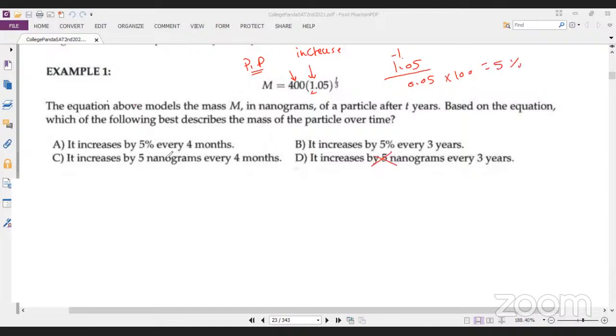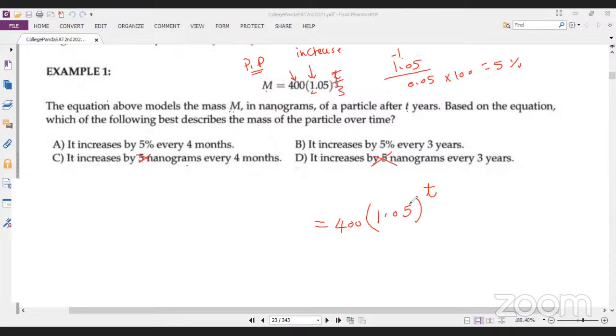The 5% has no unit, but the mass is in nanograms, because the problem mentions that M is a mass in nanograms. A nanogram is a weight like a gram, but nano is a very, very tiny unit of a particle, after t years. So the original equation has 400 as the initial amount, times 1.05, increasing 5% every year, with the exponent t over 3.